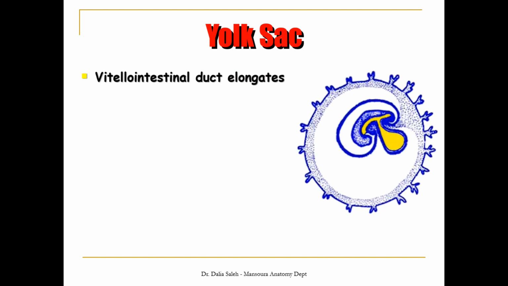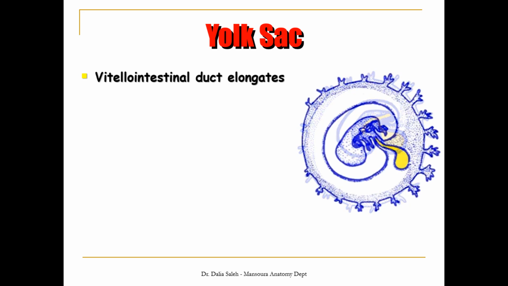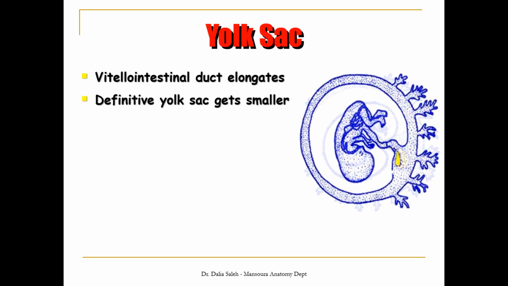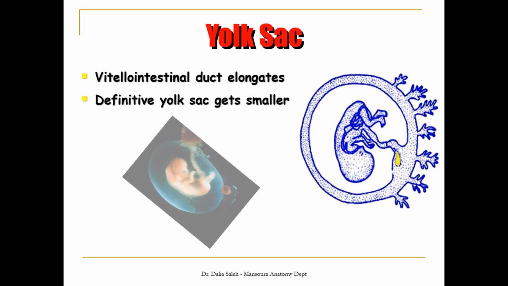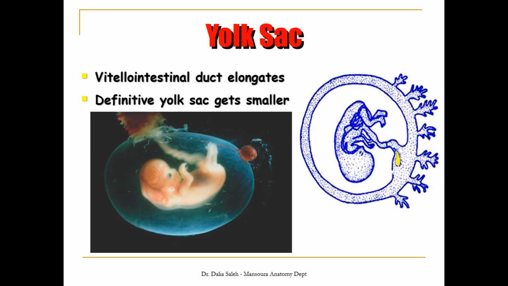With development, the vitello-intestinal duct elongates and the definitive yolk sac gets smaller and smaller. So you can see that the part of the yolk sac that already entered inside the embryo will form the gastrointestinal tract. The vitello-intestinal duct will pass inside the umbilical cord, and the definitive yolk sac will lie outside the embryo near the placenta.